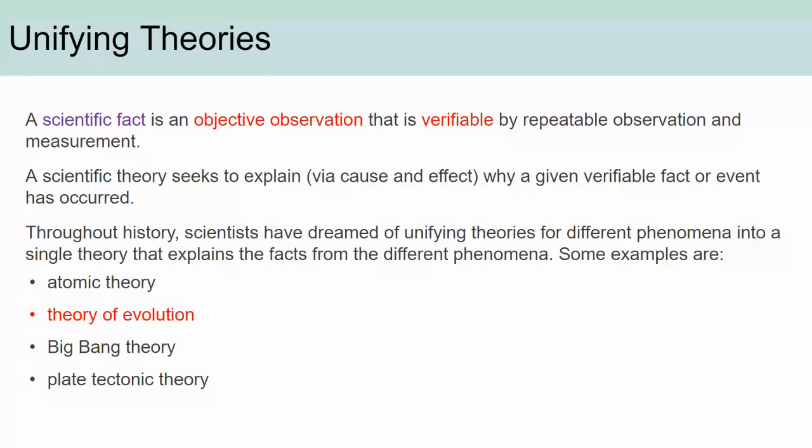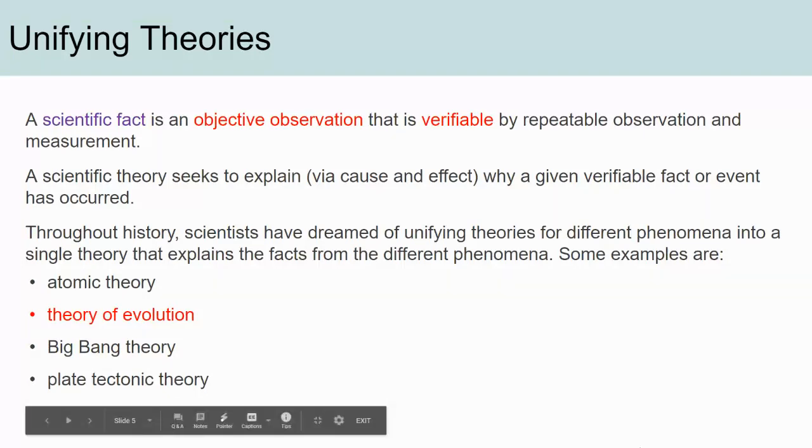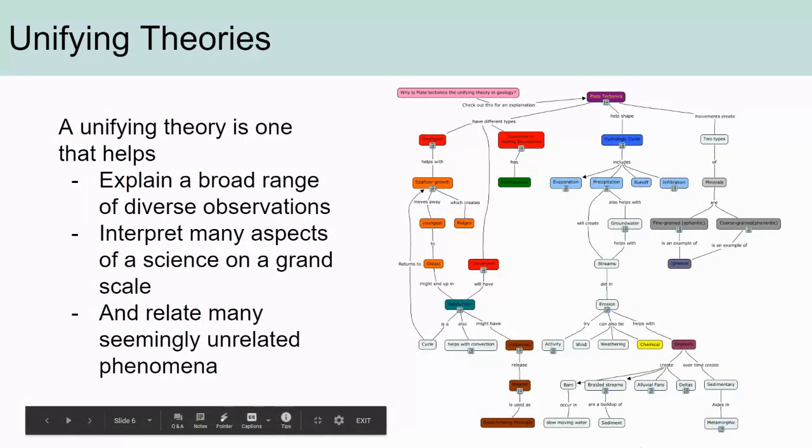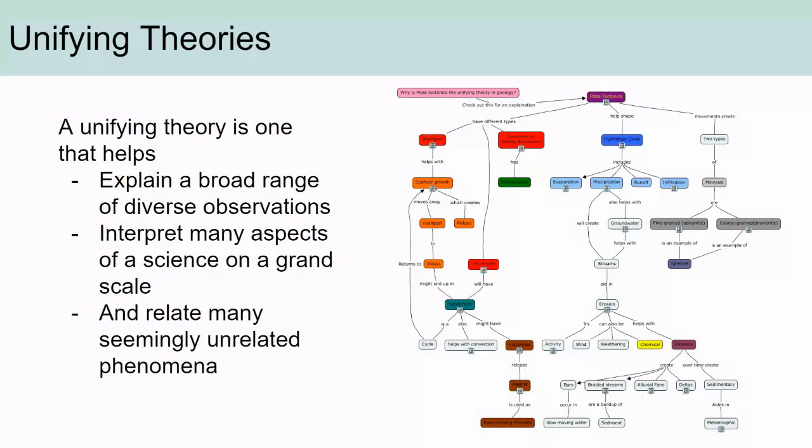And throughout history, scientists have looked at how they could unify theories for different phenomena into one single theory that explains all of the different facts that are able to be seen. And we're going to be looking at the theory of evolution. So, a unifying theory is one that helps to explain a broad range of different observations.